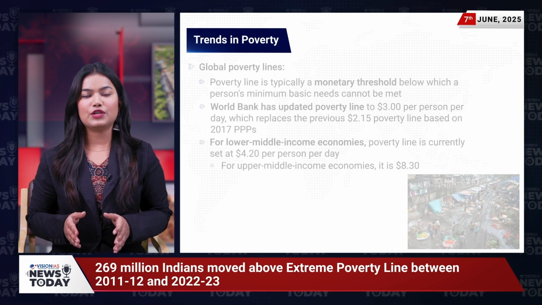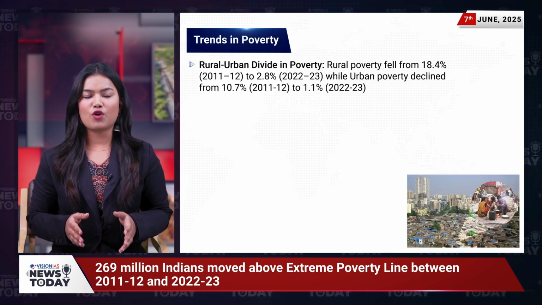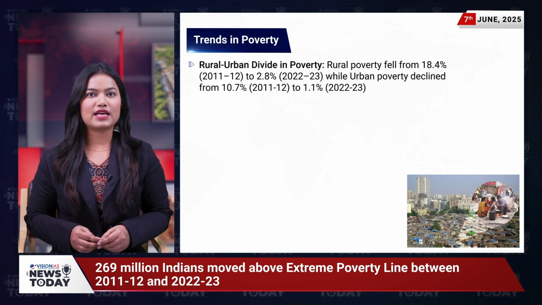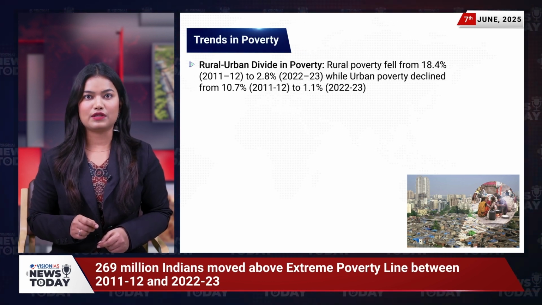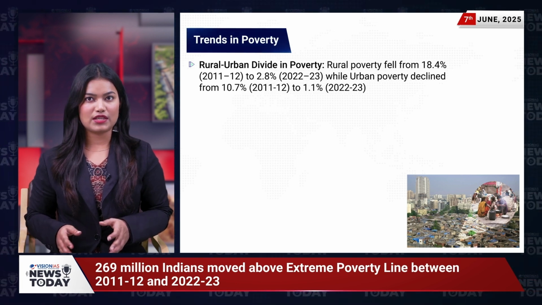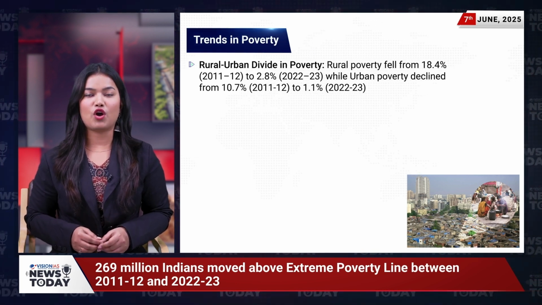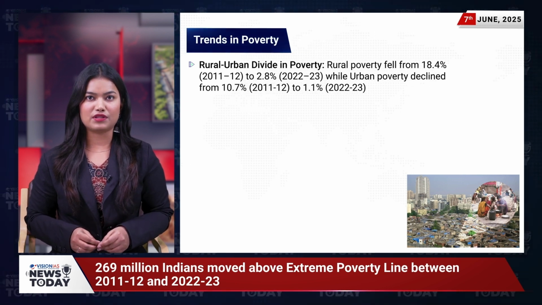Now, when we examine the rural-urban divide in India's poverty reduction story, the data paints a promising picture. Rural poverty has dropped significantly from 18.4% in 2011-12 to 2.8% in 2022-23. On the other hand, urban poverty has fallen from 10.7% to just 1.1% during the same period.